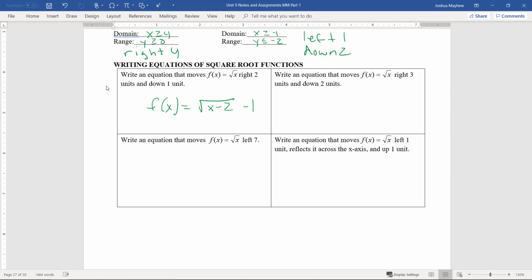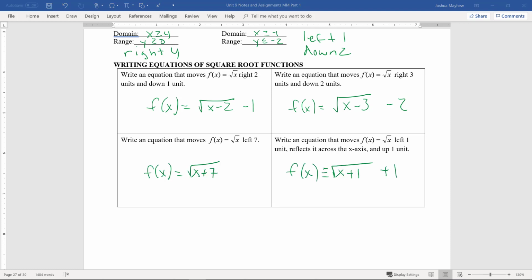It says write an equation that moves f of x equals the square root of x right 3 units and down 2 units. The shift to the right is, again, going to happen on the inside of the square root. If we're going right 3, it's got to be the opposite, x minus 3. And then down 2 units is on the outside, minus 2. Okay. All right, I want you to pause the video, try the next two, and see if you can get those equations correct. Hit pause now.